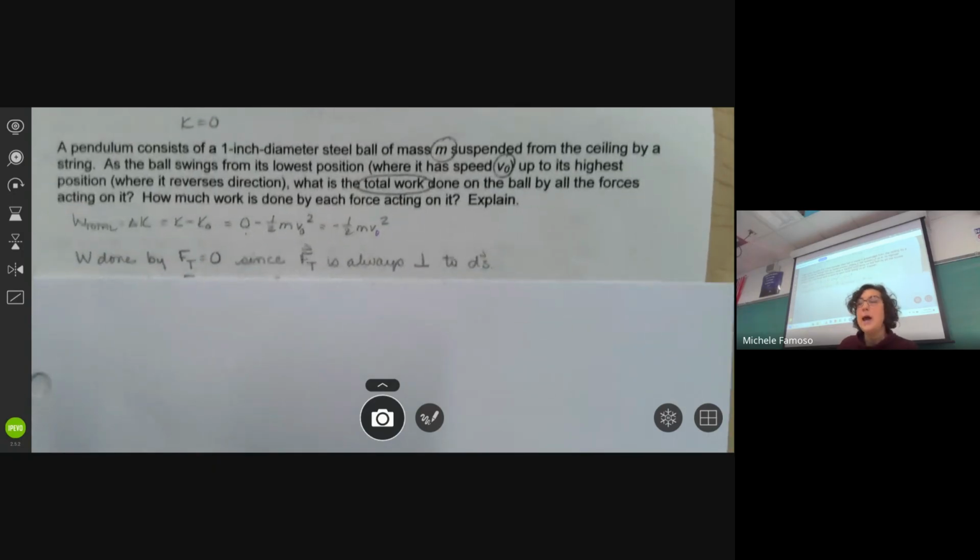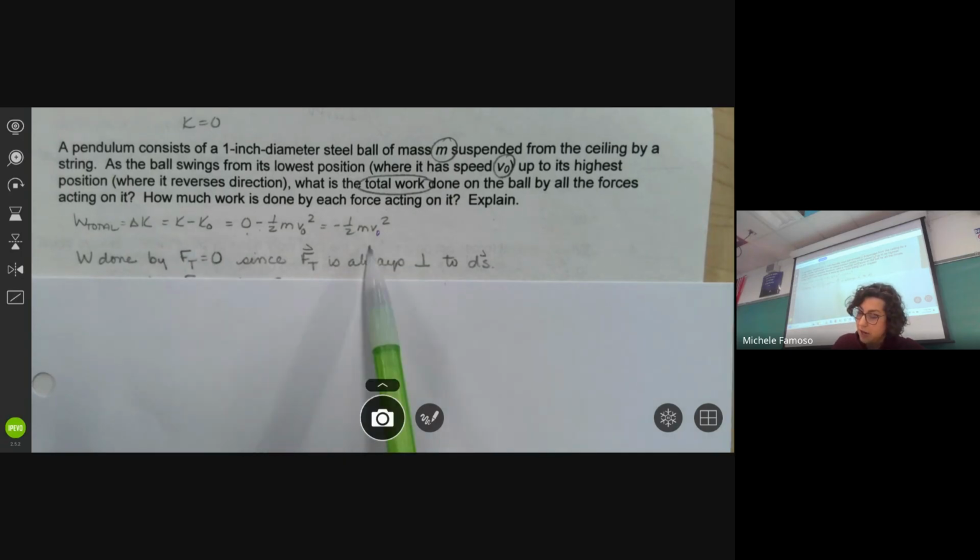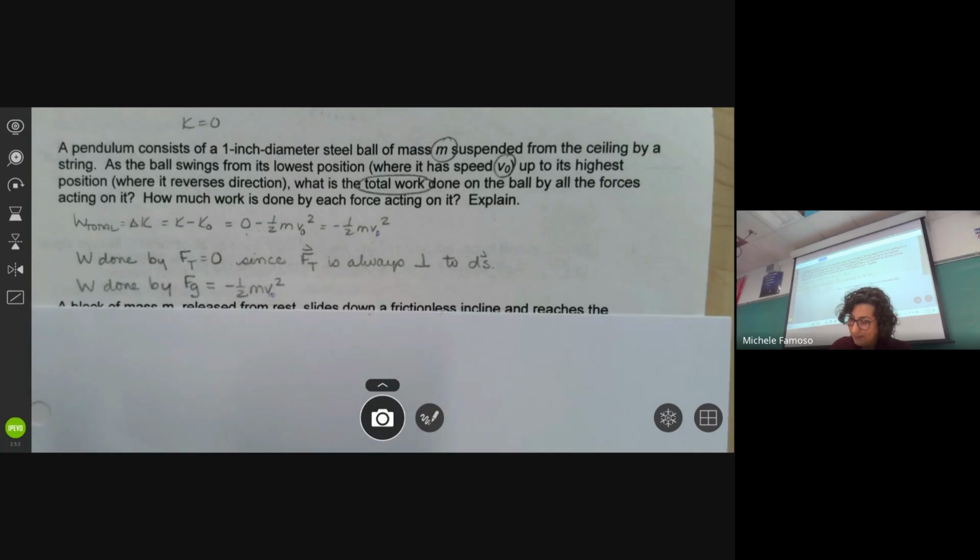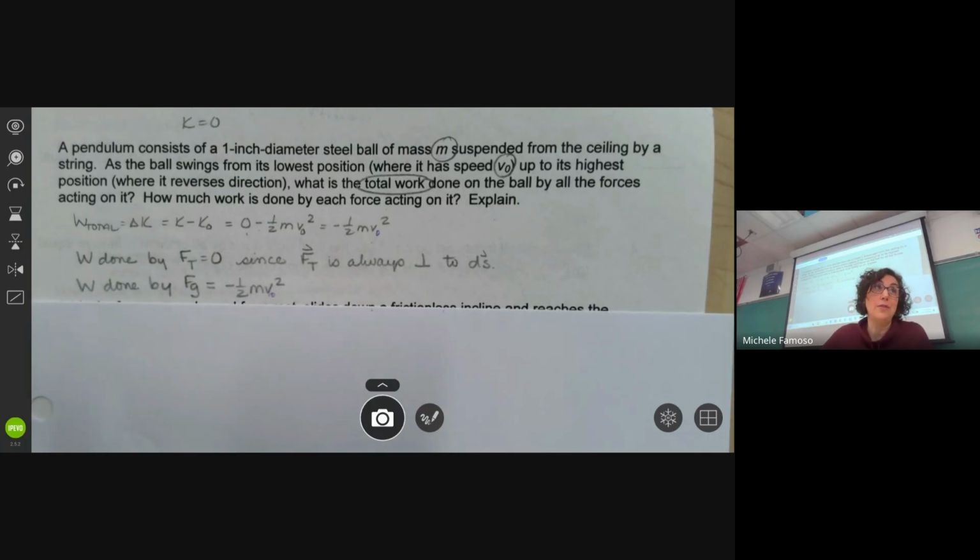All right. How much work is therefore done by the force of gravity? If the total work done is negative 1/2 mv0 squared. Maddie? Yeah, gravity's got to do all of the work then.